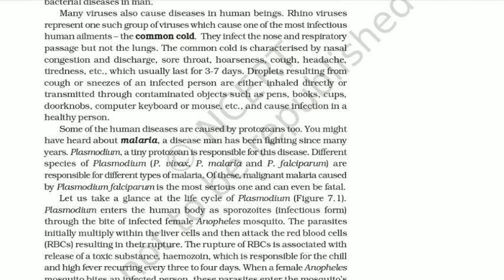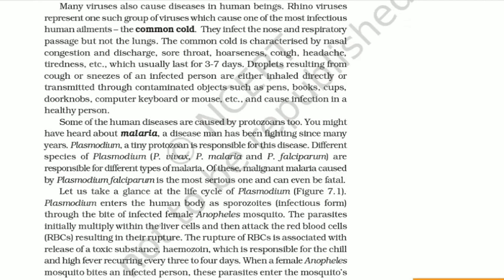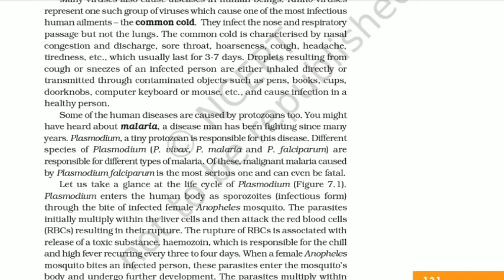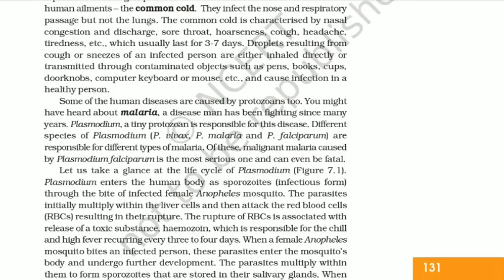Many viruses also cause diseases in human beings. Rhinovirus represents one such group of viruses which cause one of the most infectious human ailments, the common cold. They infect the nose and respiratory passage but not the lungs. The common cold is characterized by nasal congestion and discharge, sore throat, hoarseness, cough, headache, tiredness, etc., which usually lasts for 3 to 7 days.